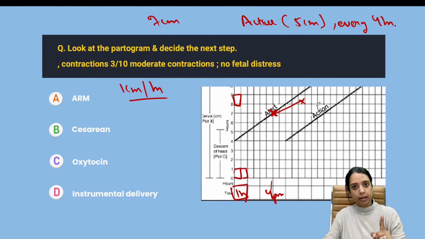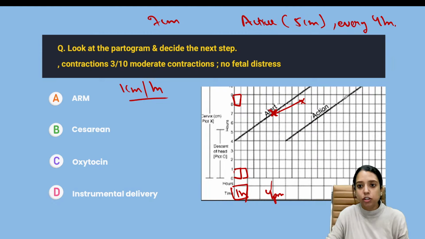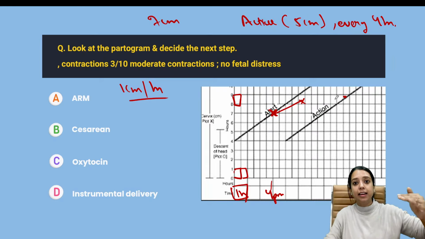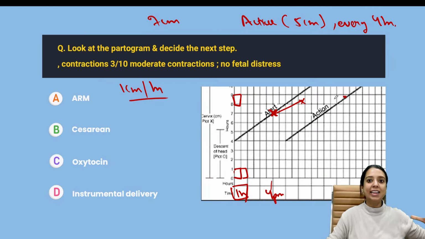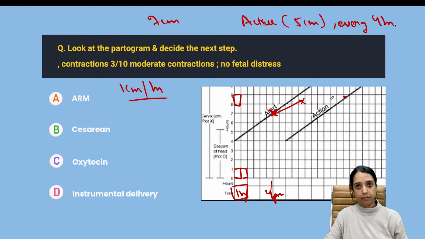After 4 hours, if the progress is still slow, it will touch the action line. As it touches the action line, deliver. If she is fully dilated, apply an instrument. If she is not fully dilated, never apply an instrument. Instrument is applied only when the patient is fully dilated and the head has crossed the 0 station. So if the head is above and she is not fully dilated, the answer is cesarean. If she is fully dilated, the answer is instrumental delivery. Only when she touches the action line.